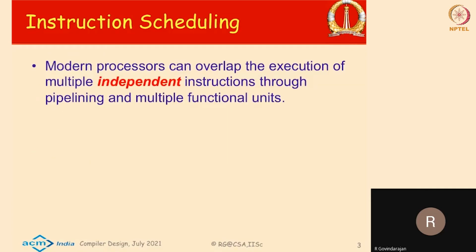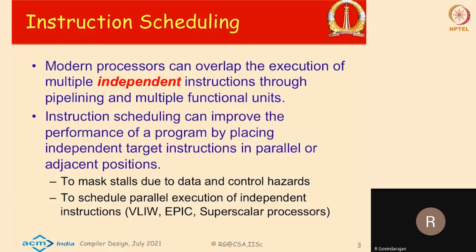So instruction scheduling is important because modern processors can overlap execution of independent instructions. You can in fact fetch and decode multiple independent instructions together and execute them in multiple function units. Therefore, instruction scheduling can essentially help these processors by exposing the instruction level parallelism which is available in the program. Because as somebody was pointing out, the compiler has the full picture, therefore it can see and expose the parallelism that is available in the program so that the hardware can exploit it.